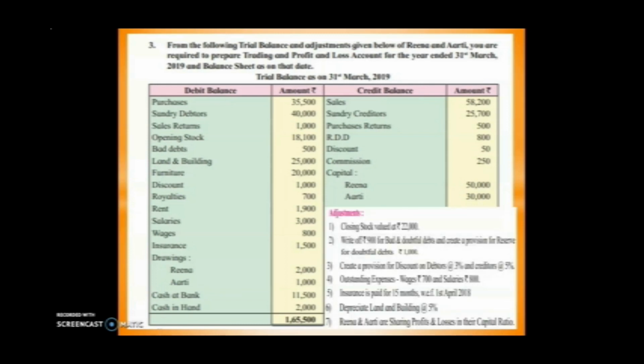The first adjustment, closing stock valued at rupees 22,000. This is an independent adjustment. It does not have any effect on any of the items in the trial balance.